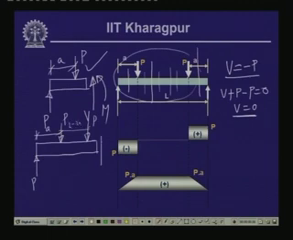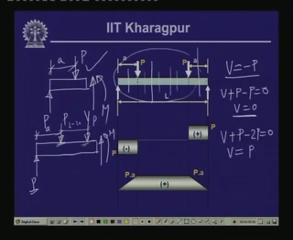Now, here again you have the shear force V and the bending moment M. If we take the equilibrium of the vertical forces here, we have V plus P, the reactive force here, then the loading P and P, which is minus twice P, equals 0. So, this gives us a value of V equal to P.